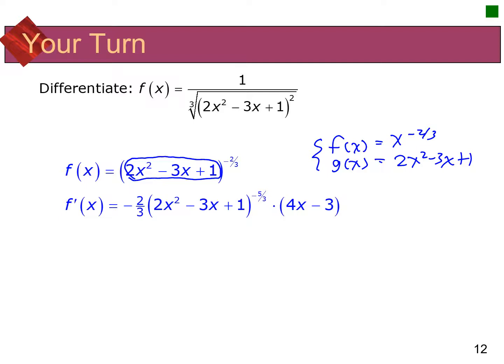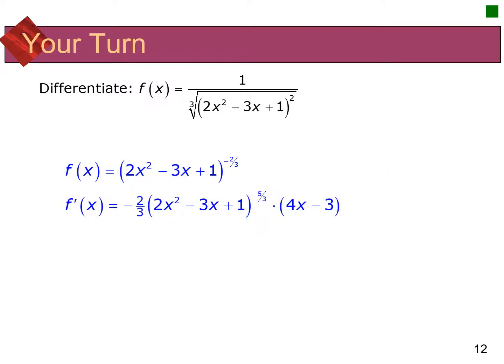I do the negative 2/3, I keep all of this, and then I subtract 1 from the exponent. Subtracting 1 from negative 2/3, I get negative 5/3. And then I do the derivative of what's inside here, and the derivative of that is going to be 4x minus 3. So my final answer, after I erase all those extra marks I put on it, is going to be that function there. And there's really not much more I'm going to be able to do with it.